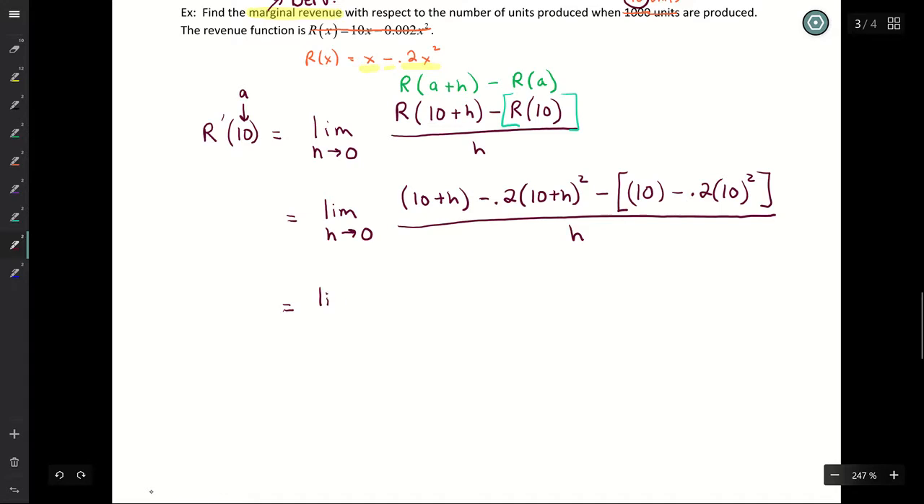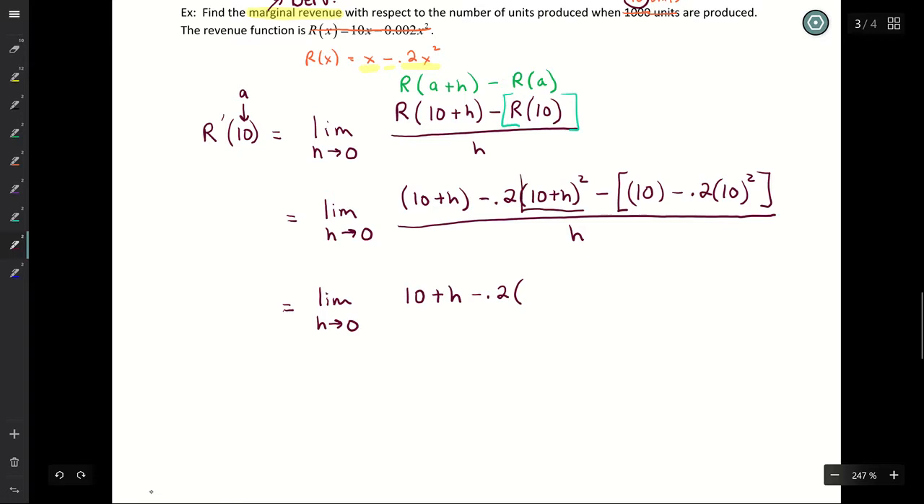All right, so make sure you keep your limit, h goes to 0. 10 plus h, that's in parentheses because originally there was an x there and I was substituting in the 10 plus h. I don't really have to have parentheses on that, so I'm going to go ahead and remove those. Here, I definitely need parentheses. That's saying, hey, we need to square this function first. So negative 0.2. What does it mean to square that function?